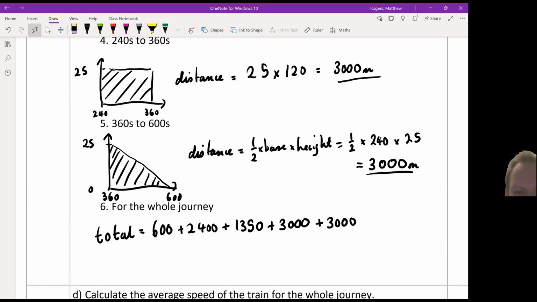I think we can do this in our head. These first two add up to 3000, so when I put those two together, that's 9000. So putting this one on top gives us 10,350 meters, or we might write it as 10.35 kilometers.